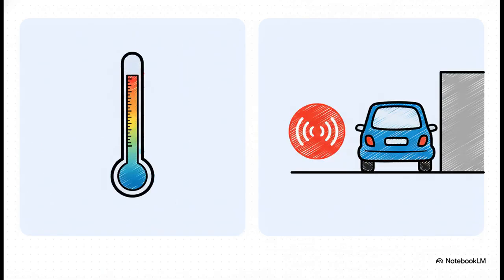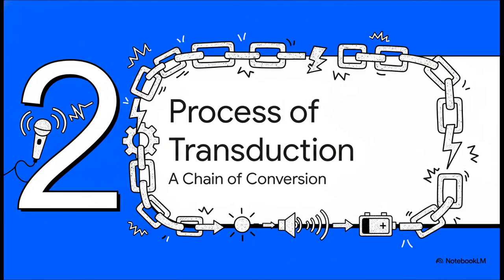And just to get even more precise, let's talk about a sensor versus a detector. A sensor gives you a proportional measurement, so think of a thermometer. It tells you the exact temperature. A detector, on the other hand, is just binary. It gives you a simple yes or no. That car proximity alarm, that's a detector. It's either on or it's off. Simple as that. So we know a transducer converts energy, but how does that actually work?